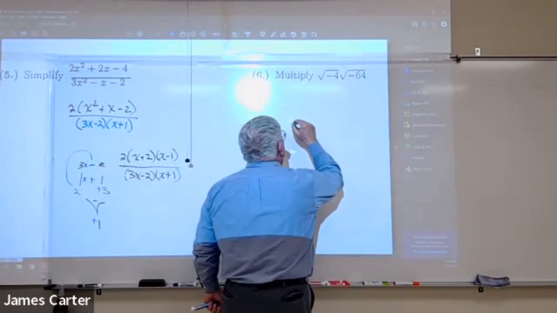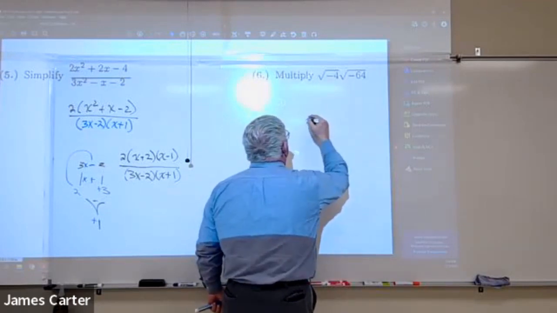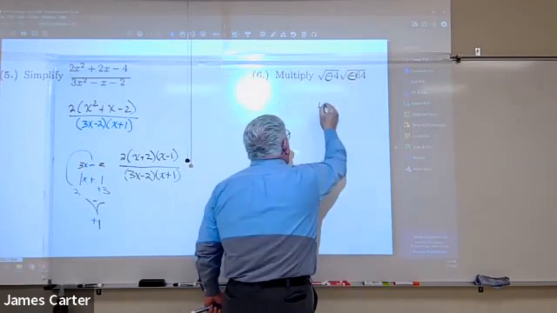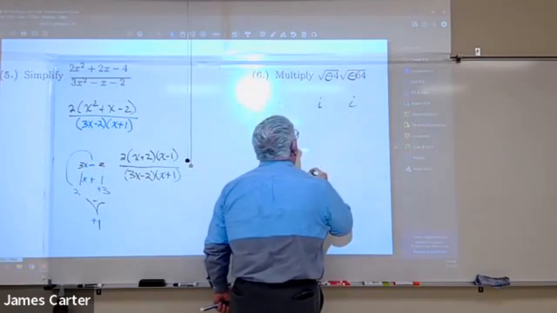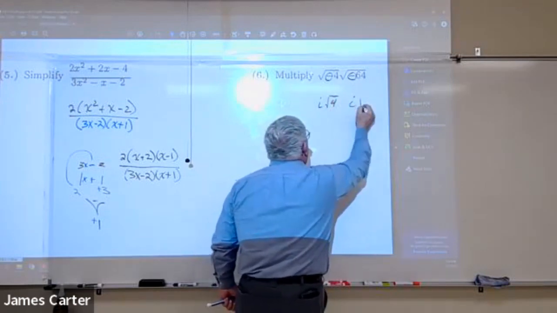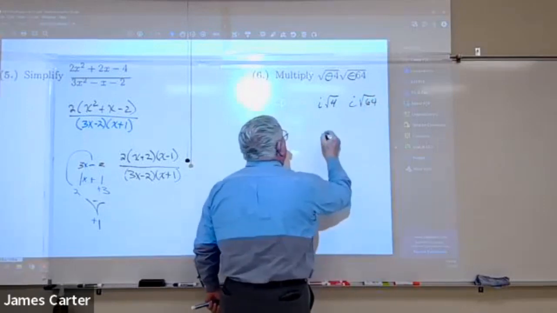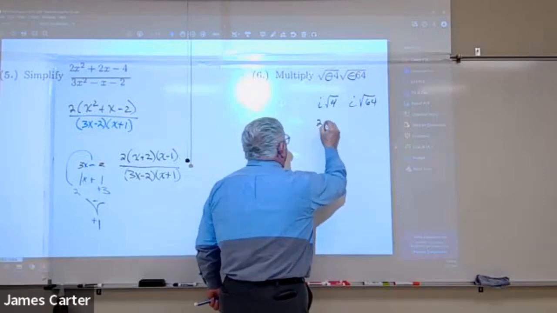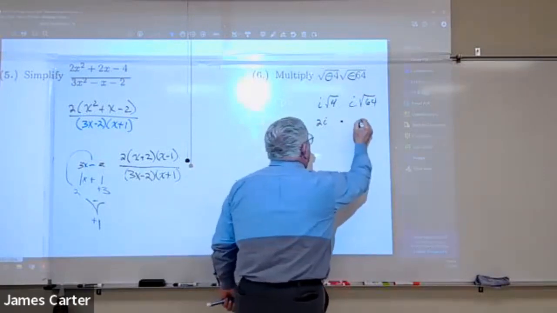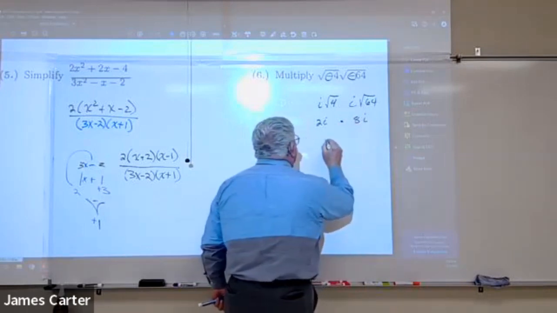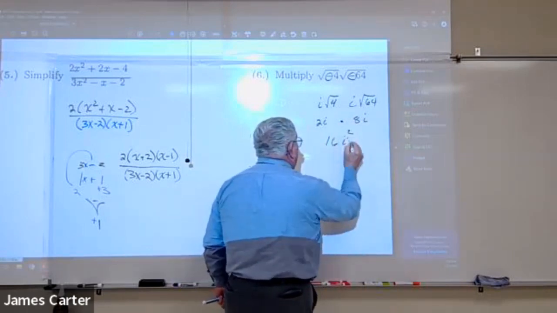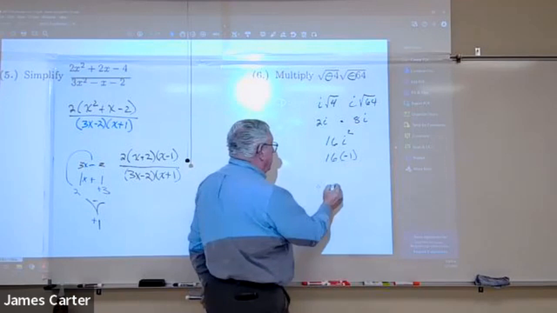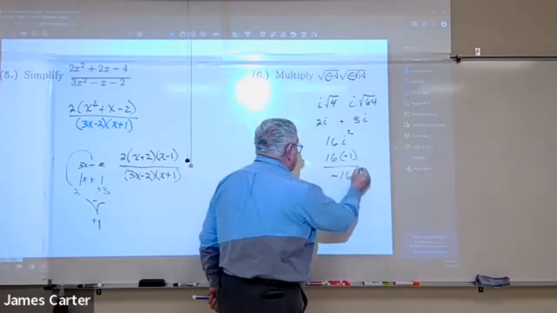Multiply, we can put them under one radical or we can deal with them separately. But either way, we got a pair of i's we got to extract. Okay, this becomes that. So here, 2i times 8i. So 16i squared. 16 times negative 1. So negative 16 is the answer.